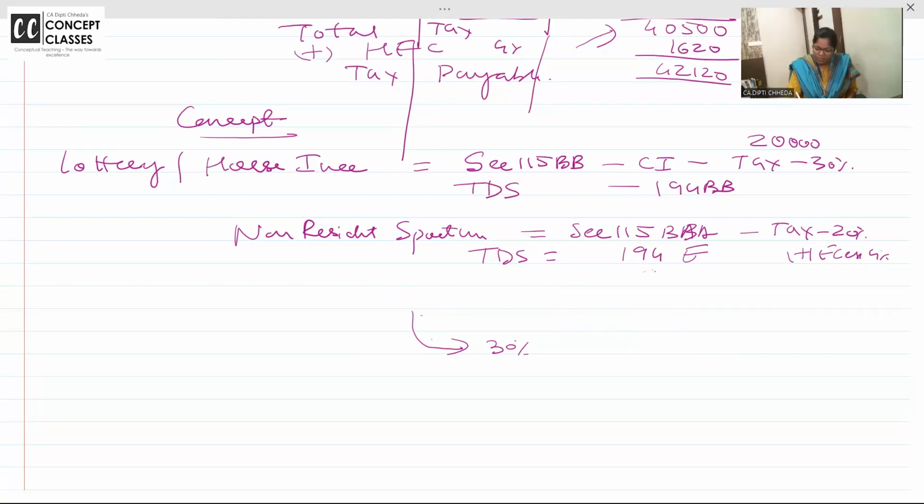TDS provisions are for the person who is the payer of the income, who has generated the income: deduct TDS at this rate, deduct TDS at that rate. And 115 BB and BBA are for the payee, that your income is going to be taxable. I think you're confused here because this is the same at both the levels. Okay? I hope your doubt is clear now.